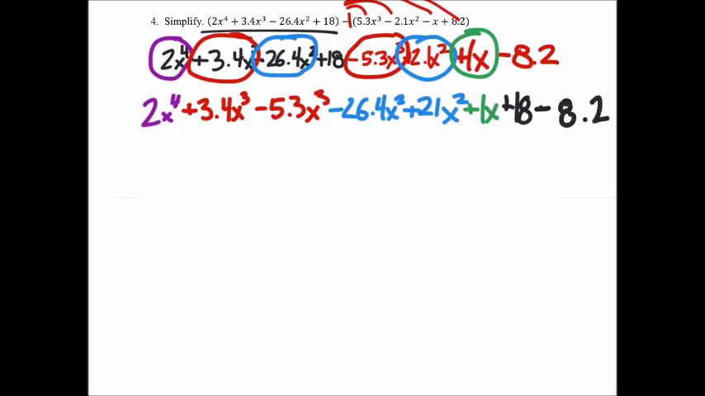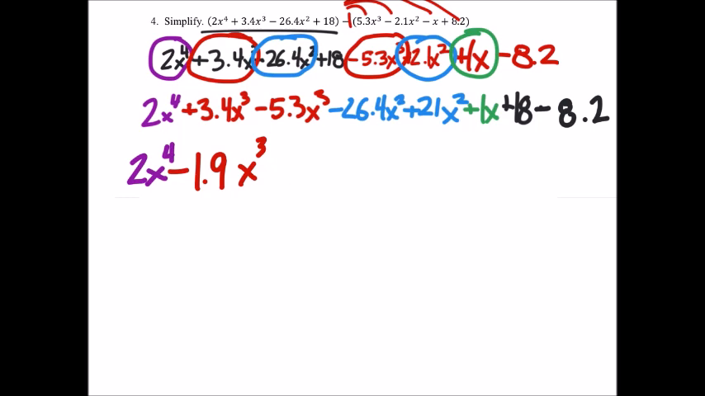So now I have all these color-coded so that we can see. We're just going to combine all the coefficients of those like terms. 2x to the 4th doesn't have any other like terms, but I do have this x cubed. 3.4 minus 5.3, I think that's a negative 1.9 x cubed.